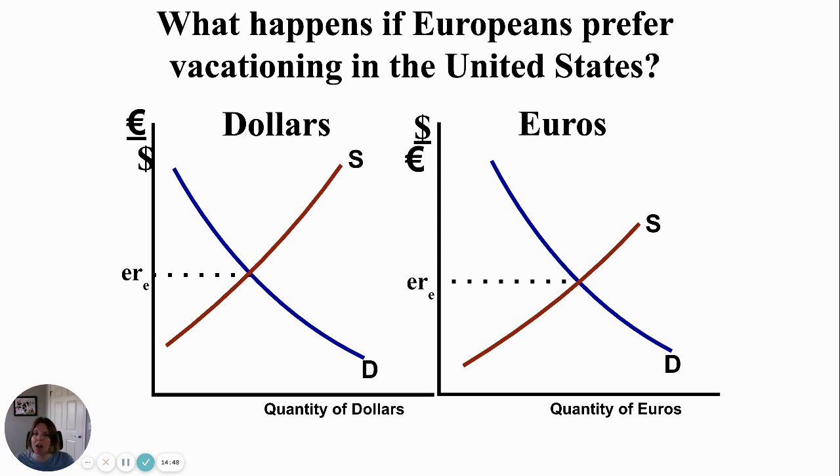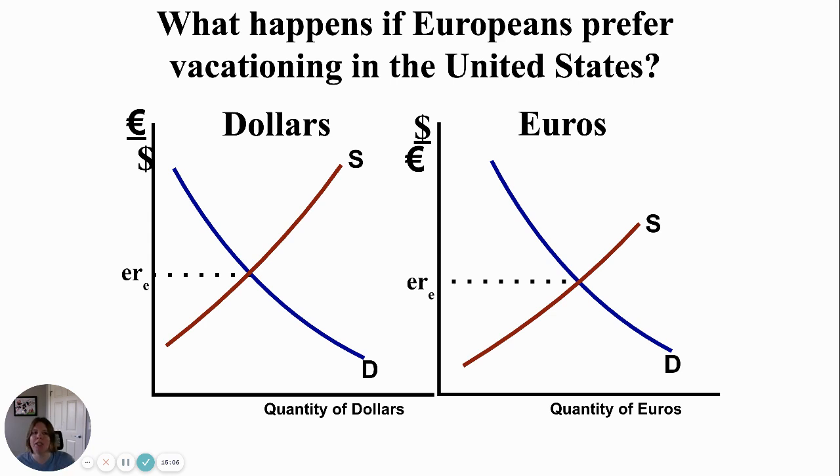In the euro market on the right-hand side, you're looking at the opposite. It's quantity of euros, and then it's dollars per euro. So what happens in one market also affects the other. So what happens if Europeans prefer vacationing in the United States?